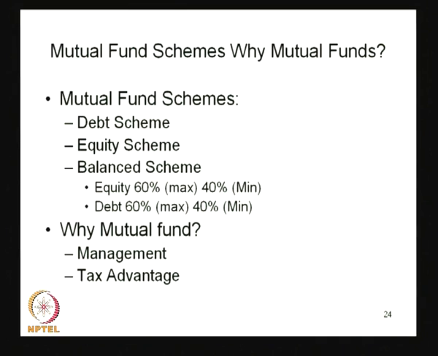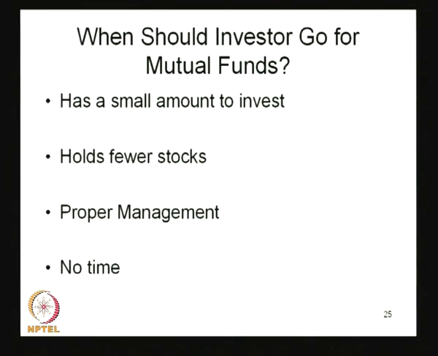Why mutual funds? Basically, why do we invest in the indirect manner? Because you may not have the expertise for management, or to get some tax advantage, because under the various tax rules we have a tax advantage if we invest in mutual funds. So, people invest in mutual funds if they do not have that much amount to invest directly into the market because of the high transaction cost, if they do not have time to invest in the market, if they do not have expertise to invest directly, and if they have few stocks in hand to invest. Therefore, if an investor does not have that much time to invest directly, they can go to the mutual fund.